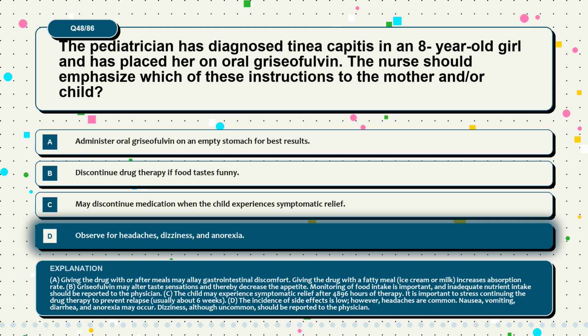C. The child may experience symptomatic relief after 4 to 96 hours of therapy. It is important to stress continuing the drug therapy to prevent relapse, usually about 6 weeks. D. The incidence of side effects is low. However, headaches are common. Nausea, vomiting, diarrhea, and anorexia may occur. Dizziness, although uncommon, should be reported to the physician.